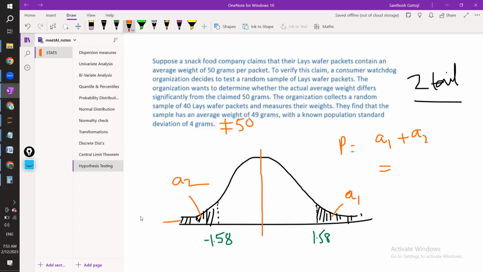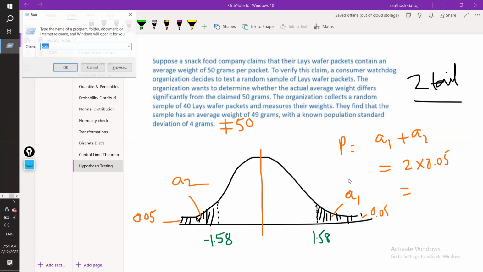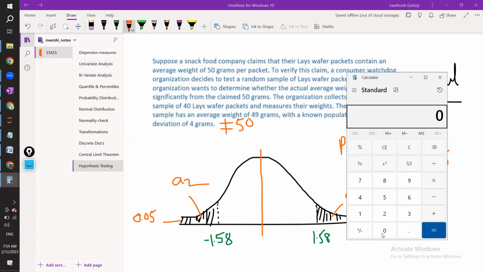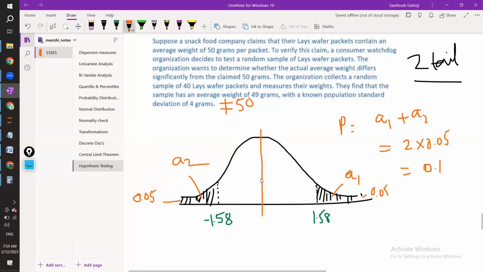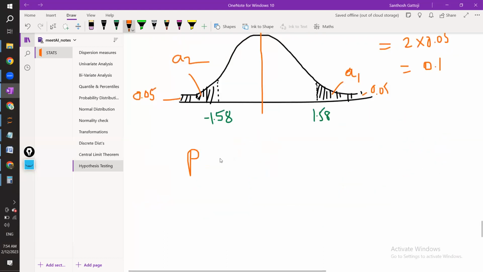This area is 0.05, and this area is again the same thing. This area will also be the same, 0.05. So this will be 2 times 0.05, which is 0.1. Right, 0.05 into 2 is 0.1. So now the p-value is 0.1.